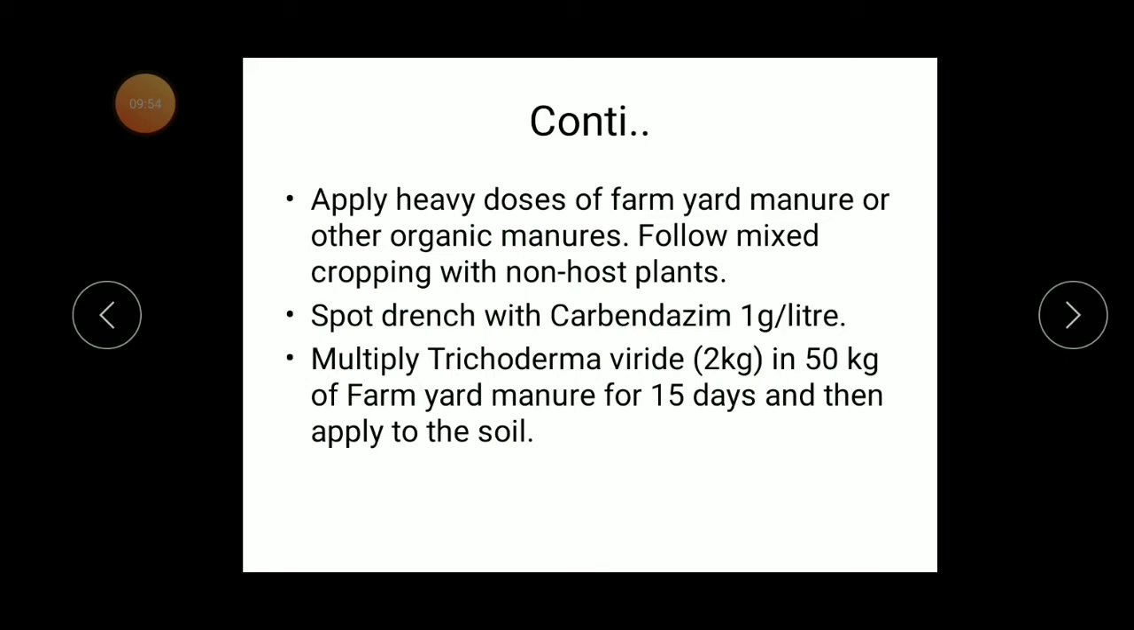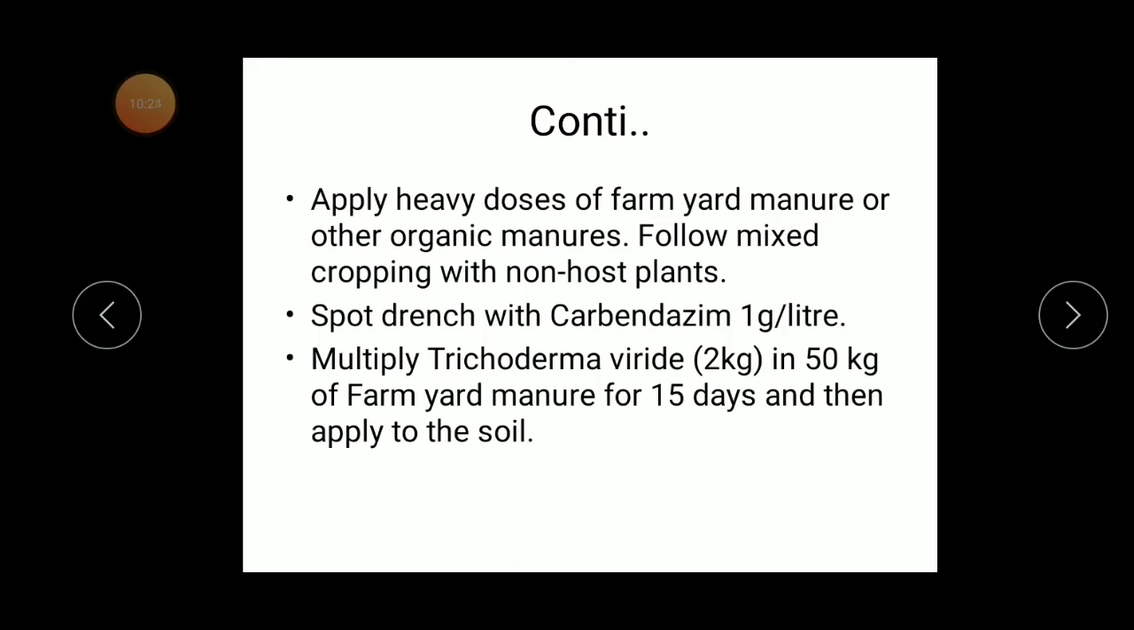And as a biocontrol agent, we can use Trichoderma viride. Multiply the Trichoderma viride, 2 kg in 50 kg of farmyard manure for 15 days and then apply it to the soil, which will increase the Trichoderma viride population, and it will help to suppress the Fusarium oxysporum f. sp. vasinfectum. So this was the management practice for the wilt.